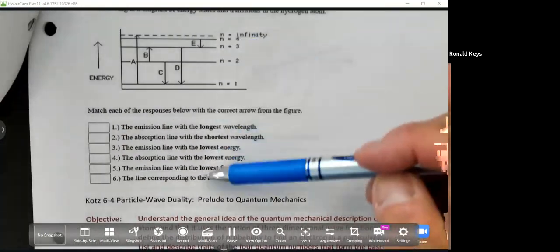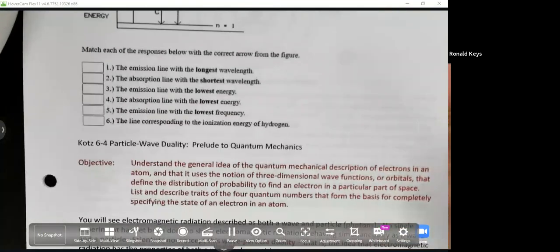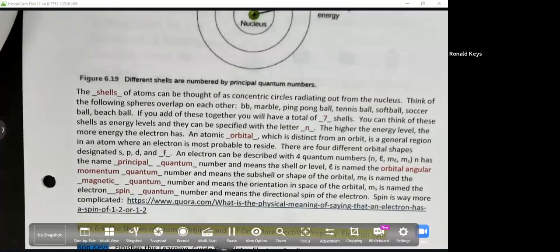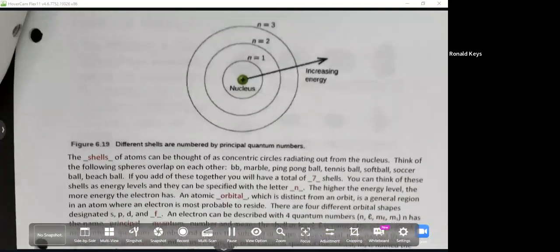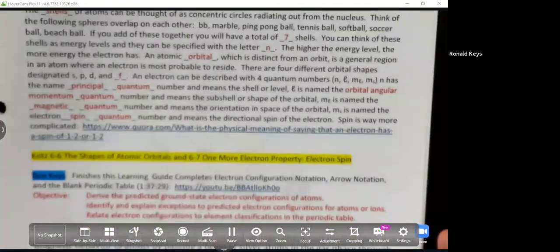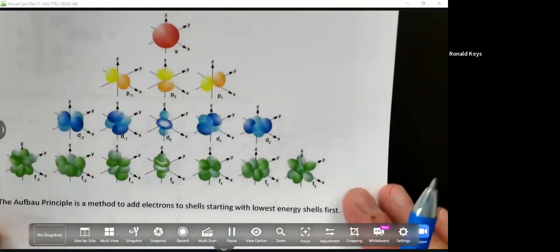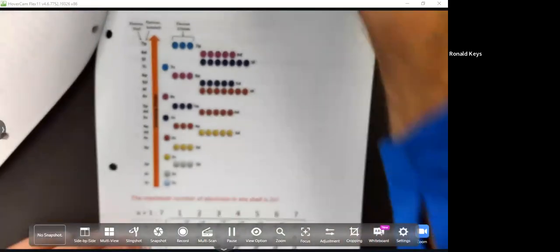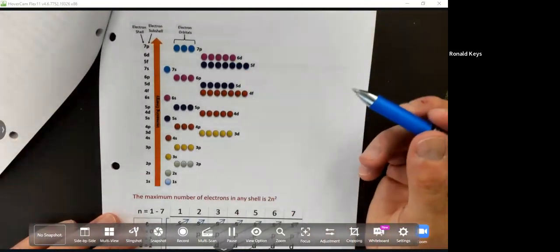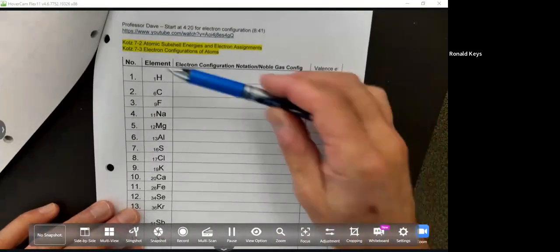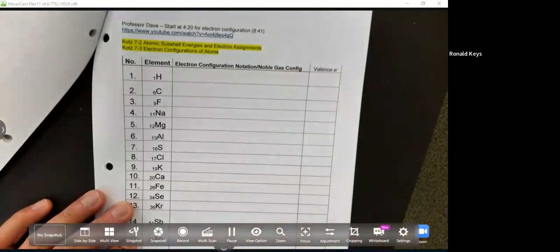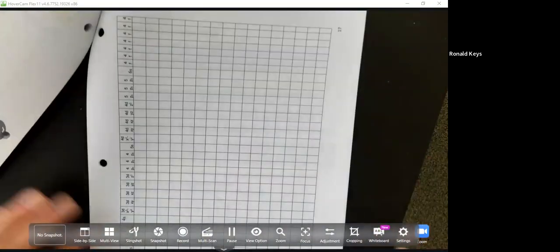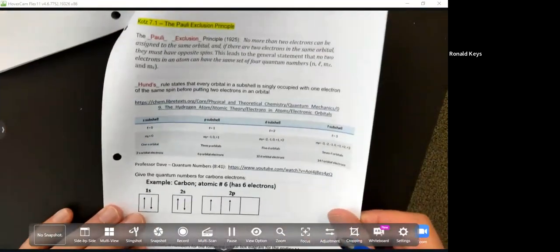So this is an exact OWL question, word for word. And then chapter 6 continues with electron configuration notation and quantum numbers. And it does the shapes of orbitals. You've probably seen diagrams that look like this with the Aufbau principle and how these orbitals fill. We are going to do electron configuration notation. So this is chapter 7. This is where it rolls right into 7. We'll talk about valence electrons. We'll fill this chart out for orbitals. We will talk about and do quantum numbers.